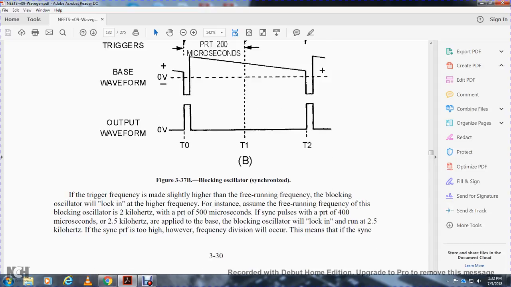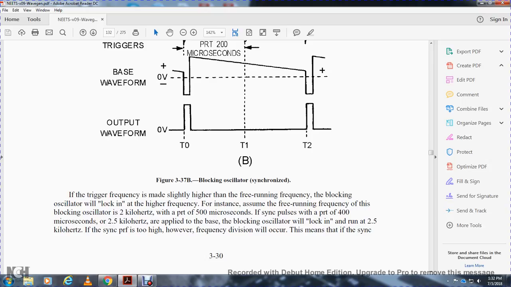If the trigger frequency is made slightly higher than the free-running frequency, the blocking oscillator will lock in at the higher frequency. For instance, assume the free-running frequency of the blocking oscillator is 2 kHz, with a pulse repetition time of 500 microseconds. If sync pulses with a pulse repetition time of 400 microseconds, 2.5 kHz, are applied to the base, the blocking oscillator will lock in and run at 2.5 kHz to synchronize. If you sync the pulse repetition time.